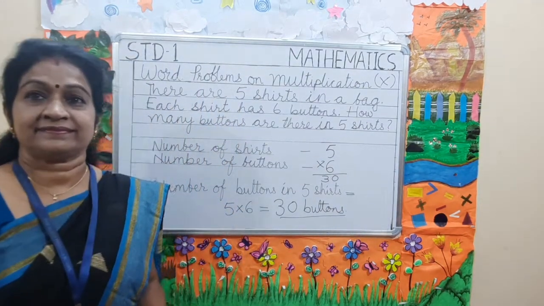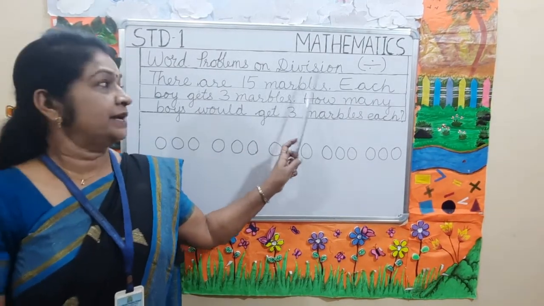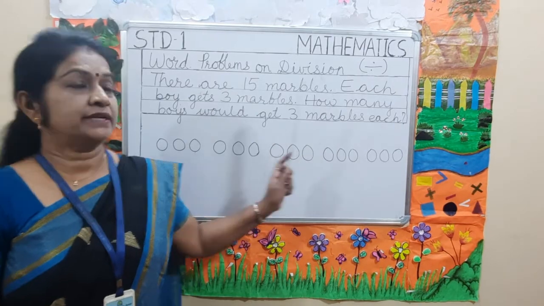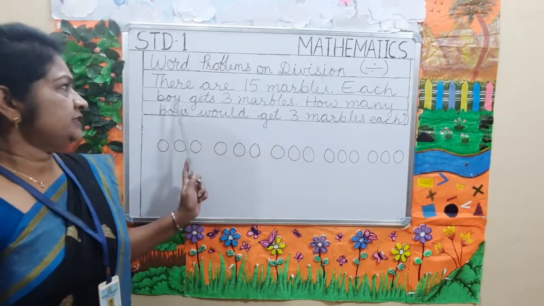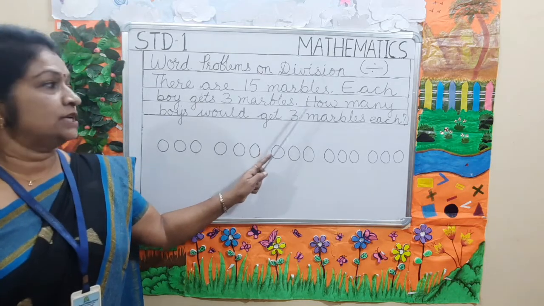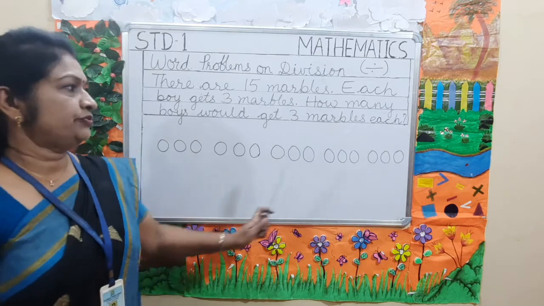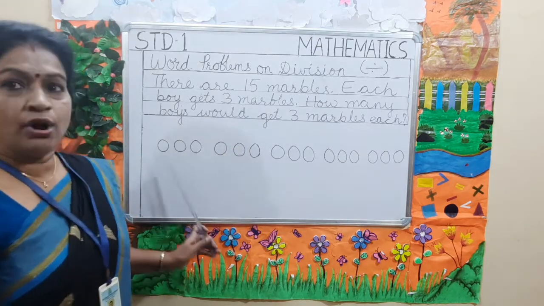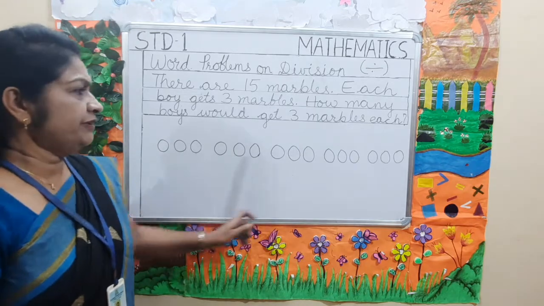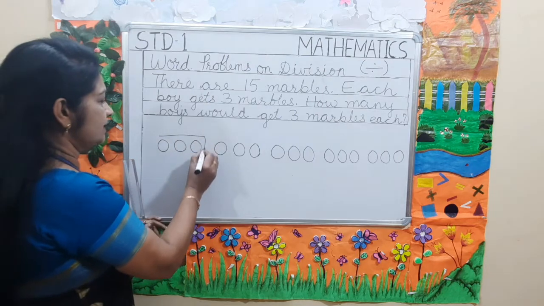So children, our next problem is based on division. Division means equal distribution. Here is the problem. There are 15 marbles. Each boy gets 3 marbles. So how many boys would get 3 marbles each? So we have to divide 15 by 3. Groups of 3 we have to make. Here are 15 marbles. So we will be making groups of 3.